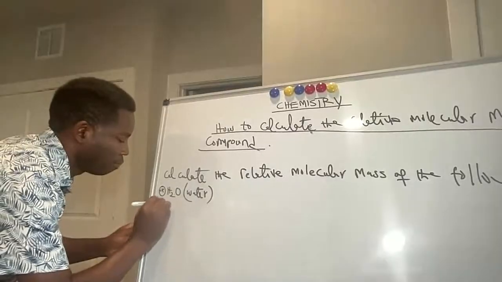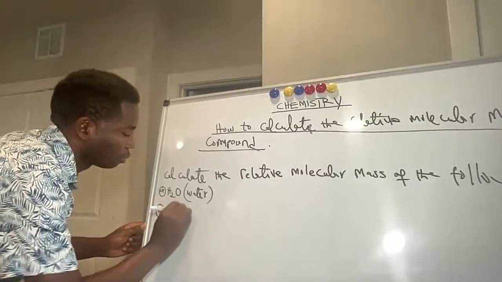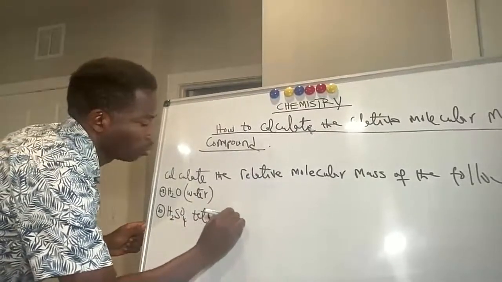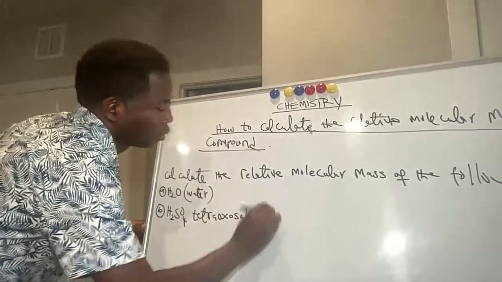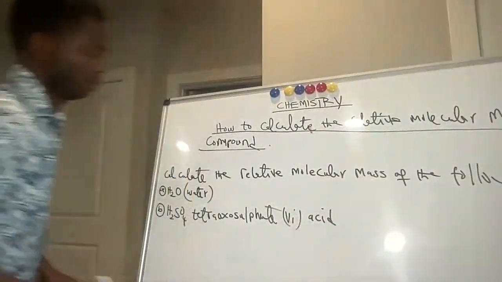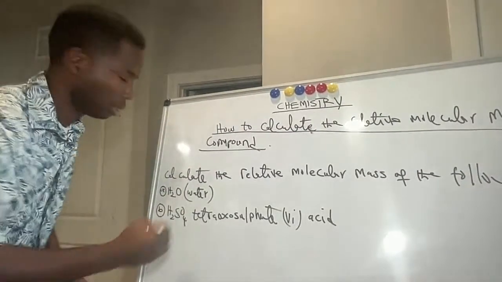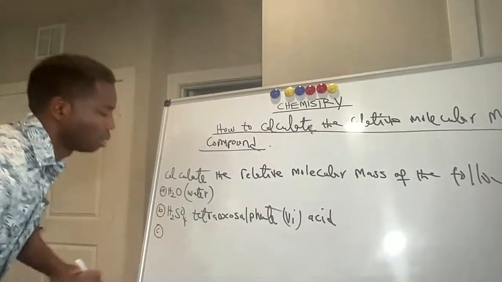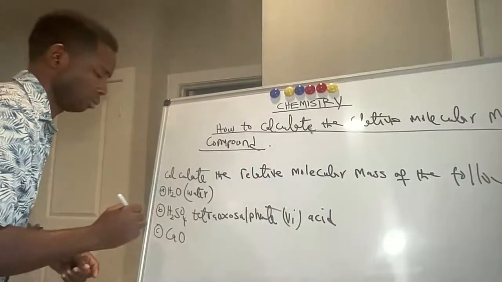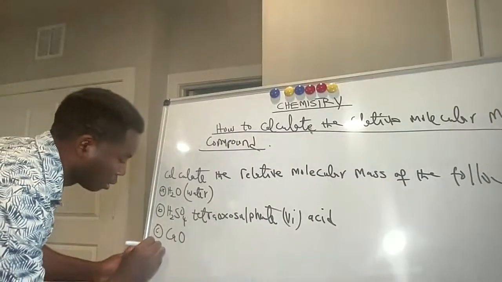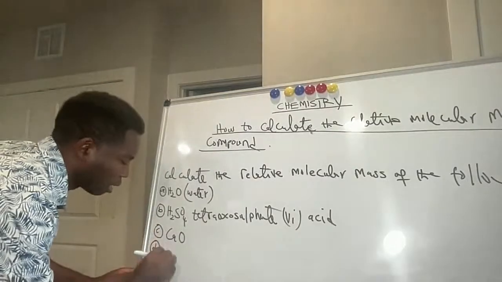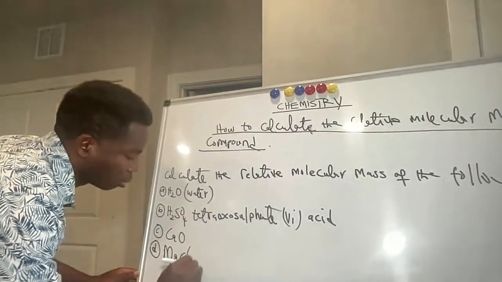Let's take B, H2SO4. This is tetraoxosulfate VI acid. Let's proceed. Let's look at another compound. Let's say calcium oxide. Calcium oxide is a basic oxide. And let's look at the last one, which is magnesium chloride. Magnesium chloride is a salt.